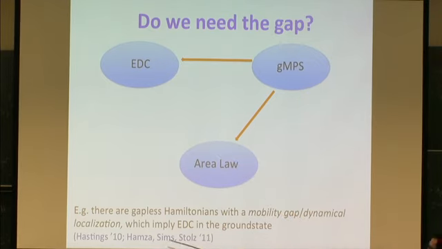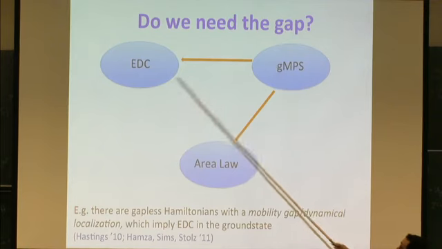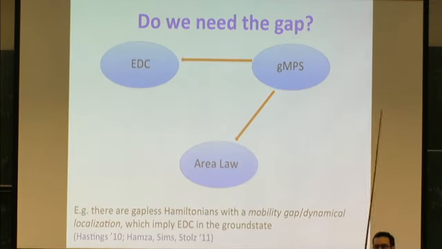If you want some physical motivation, maybe there are gapless Hamiltonians with no gap, so the previous result doesn't apply. But they are disordered models, so they have a mobility gap, or what people call dynamic localization. And it's known that under this other kind of gap, which is not a spectral gap, we also have exponential decay of correlations. There are some recent papers on that. So maybe it would be interesting to see what we can say just from exponential decay of correlations.